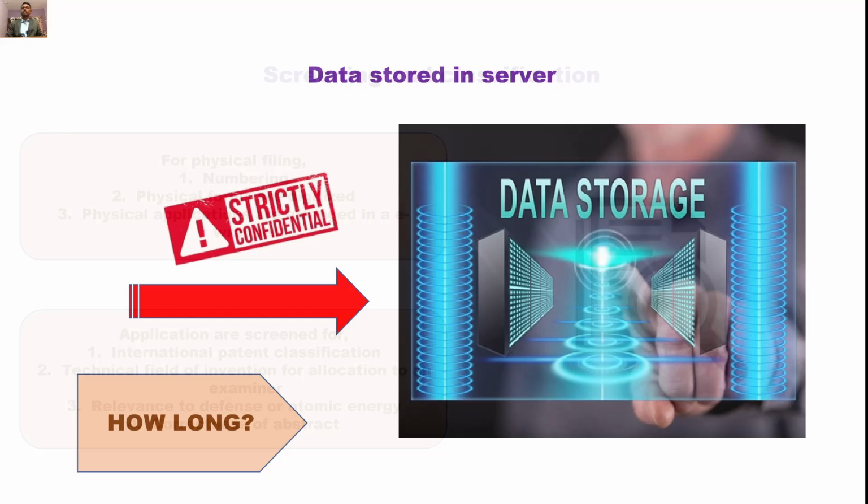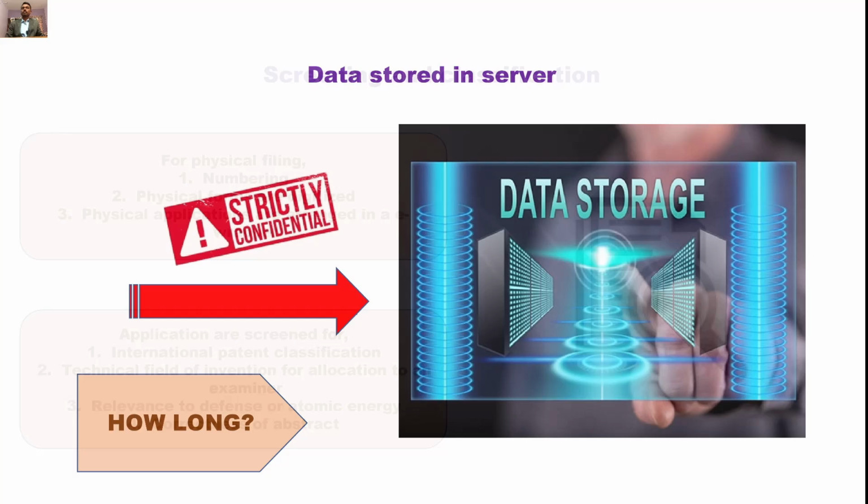That's the standard protocol. There are deviations and exceptions available, but we will not discuss those. We will discuss only the standard protocol, and other things we will discuss in detail separately in a separate video. So the data in your application in digital form is stored in the patent office server, and it is not available in the public domain and is kept confidential. Nobody has access to the information stored in the server.